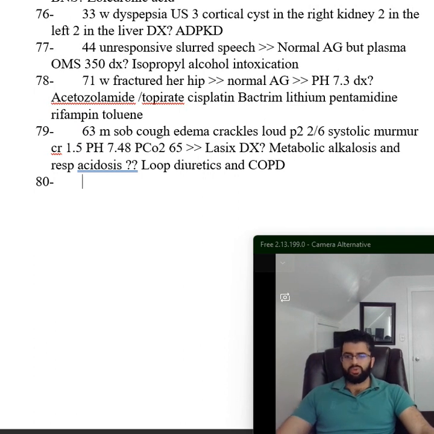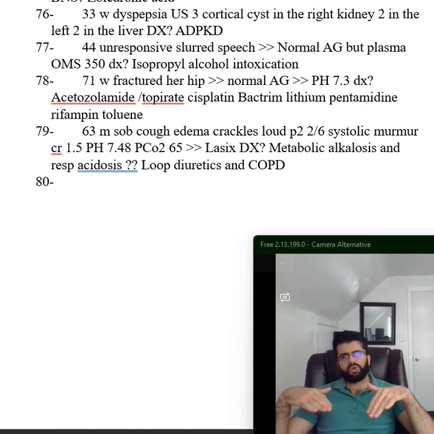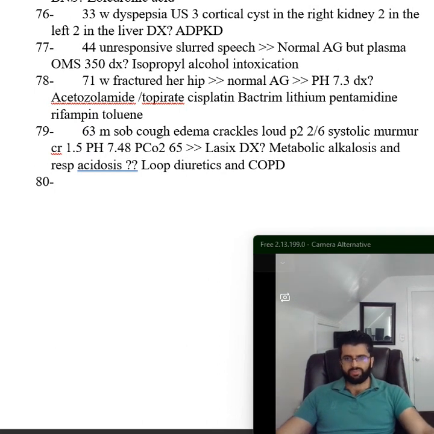When you evaluate pH, it's pretty easy and straightforward. A high pH, more than 7.45, is alkalosis, and a low pH, less than 7.35, is acidosis. If it is alkalosis, like in this case, you look at the PCO2 and the HCO3. If the PCO2 is low, this is a primary respiratory alkalosis. If the HCO3 is high, more than 24, this is a primary metabolic alkalosis. Simple as that.